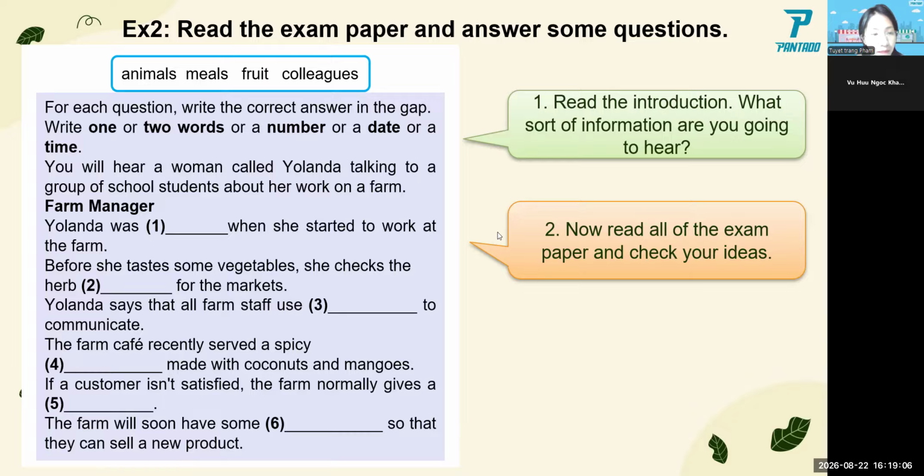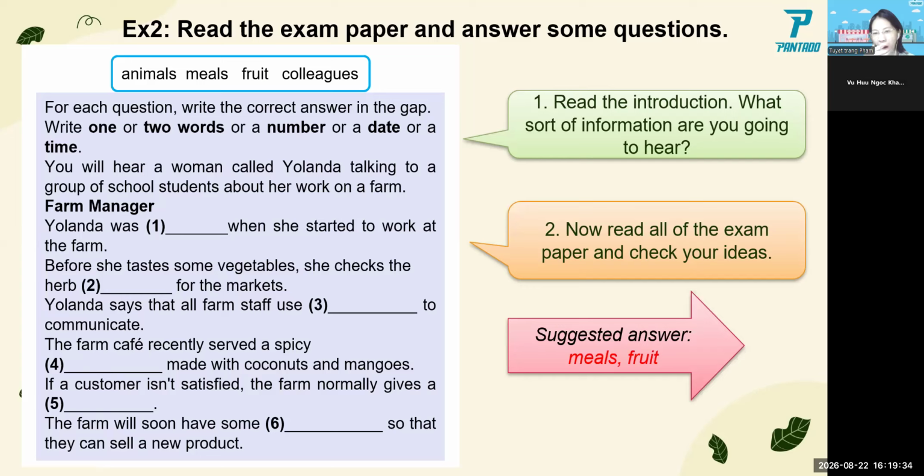About farm manager. For number one, you will hear about a number. Okay. The stated answer is about meals and fruits. A meal and fruit, and her work, her job on the farm. Oh, okay. The products of the farm. Okay.